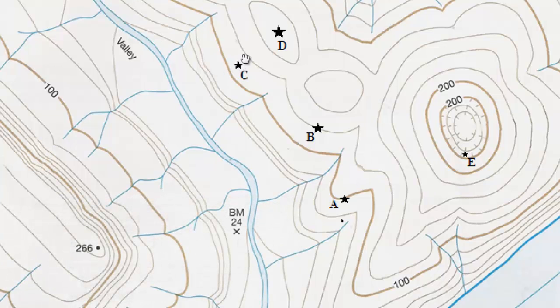What you don't want to think of is that it's 100 feet until you get to this point, and then it jumps straight up to 120. This is going to be a gradual change from one to the next. So if it's the same slope, we can assume then it's about 110.